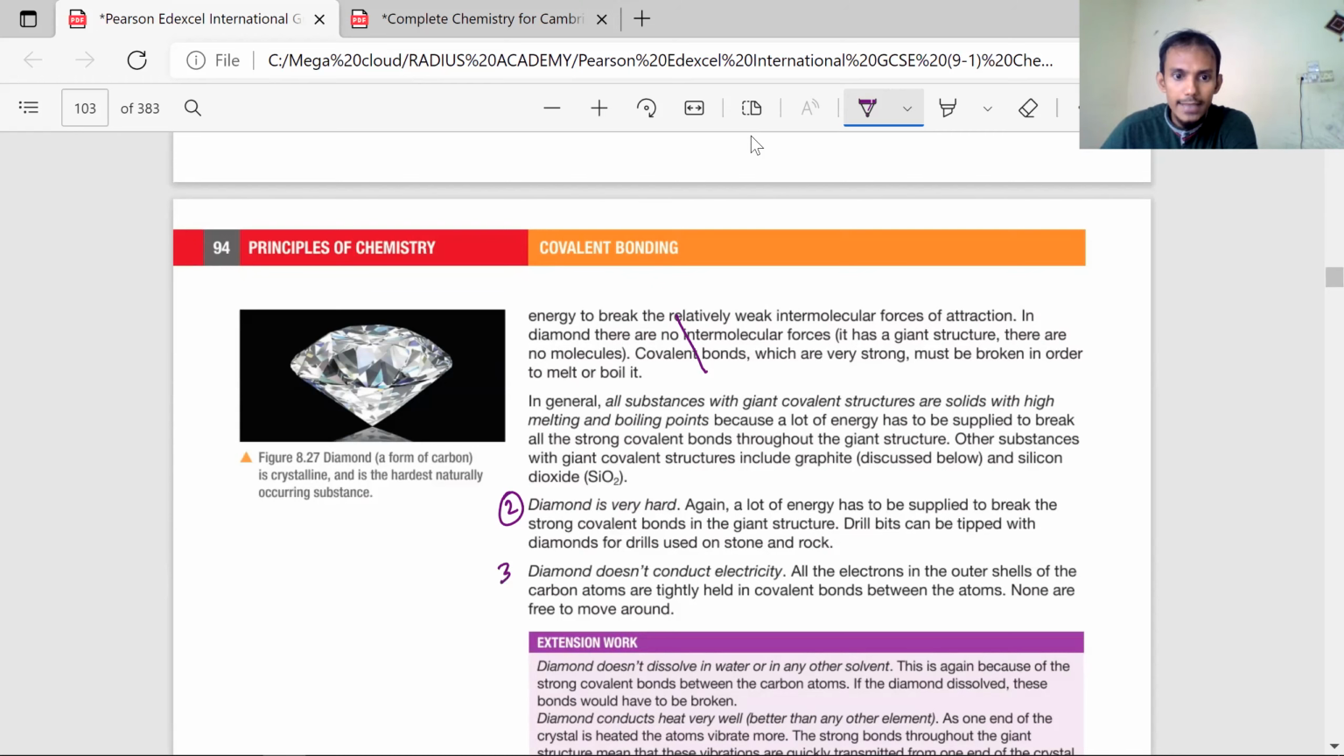Number 3, they will ask this question. Diamond does not conduct electricity. Why? You see, in order to conduct electricity, you need 2 things: either free electrons, or ions which are free to move.